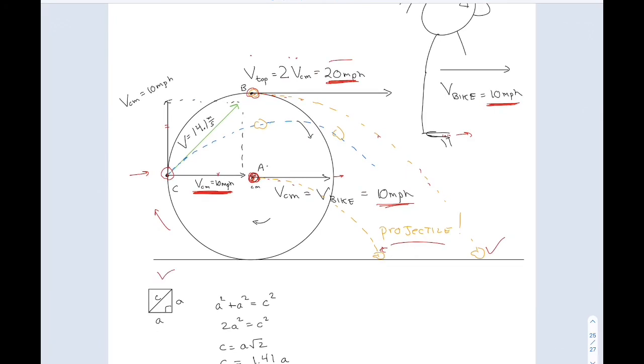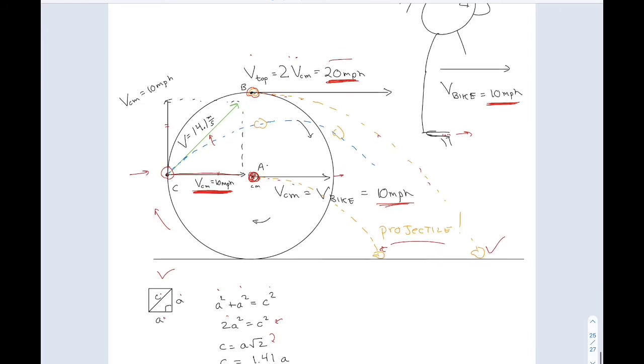So I have a leg here, and I have a leg there. Here's my box, and I want to find out what that diagonal c is. The Pythagorean theorem says that a squared plus a squared is c squared. So a squared plus a squared is 2a squared. Take the square root of both sides. That says c is a times the square root of 2. And on the calculator, the square root of 2 is about 1.41.